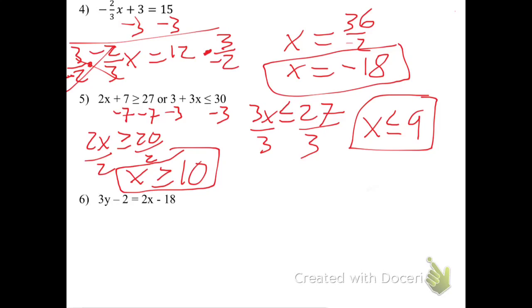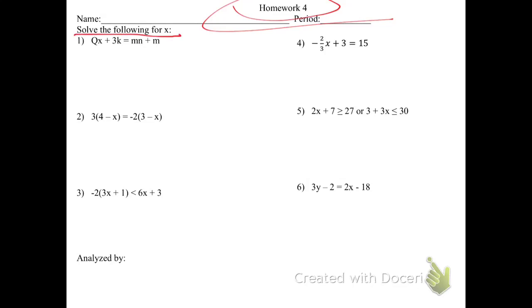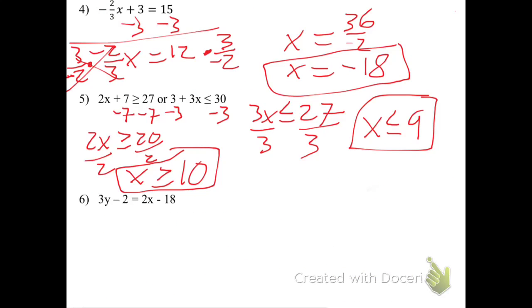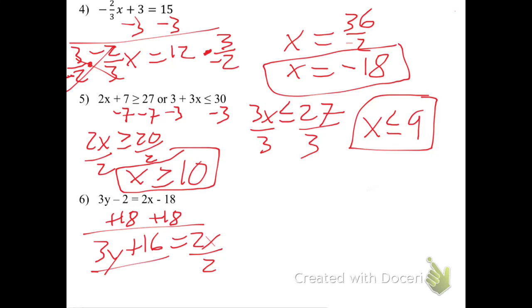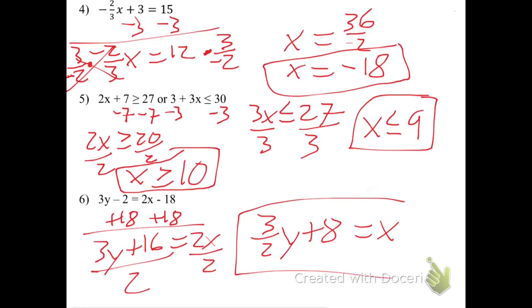Okay, number 6. Realize it has a y and x. Your directions for this assignment is to solve for x. So you need to get the x alone. Y doesn't have to be by itself. We want to get x by itself. So you're going to add 18 to both sides to get 3y minus 2 plus 18 is plus 16, which is going to equal 2x. Now we have to divide by the 2. So divide everything by 2. The left side is now 3/2 y plus 8, because 16 divided by 2 is 8. And that equals x, and that is our final answer for number 6. Ta-da! All done!